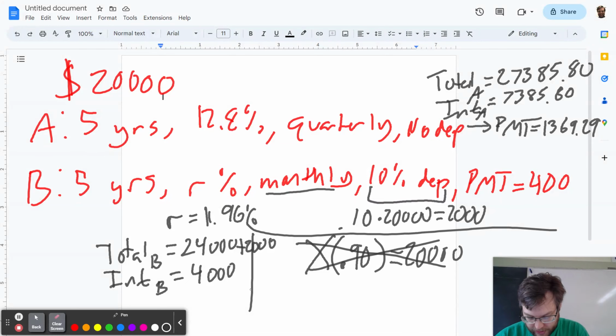So there we go. That's it. A lot of fun with the finance app. Let me know if you have any questions.